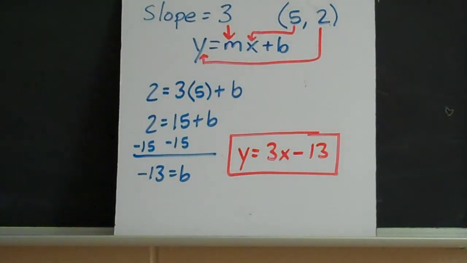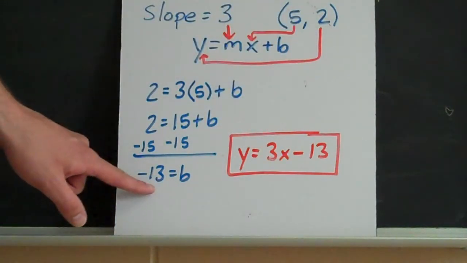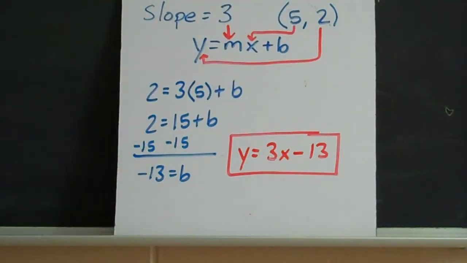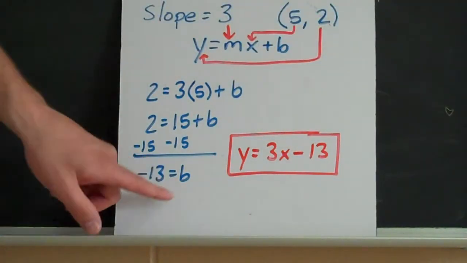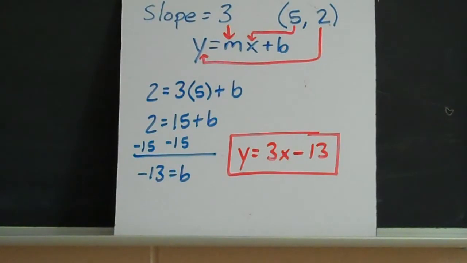When we write our equation, we need to know two things. We need to know the slope and we need to know the y-intercept. Our slope we were given, that's 3. So we plug 3 in for m. Our y-intercept is our b value, that's negative 13. So we plug that into our equation for b. So our answer is y equals 3x minus 13.